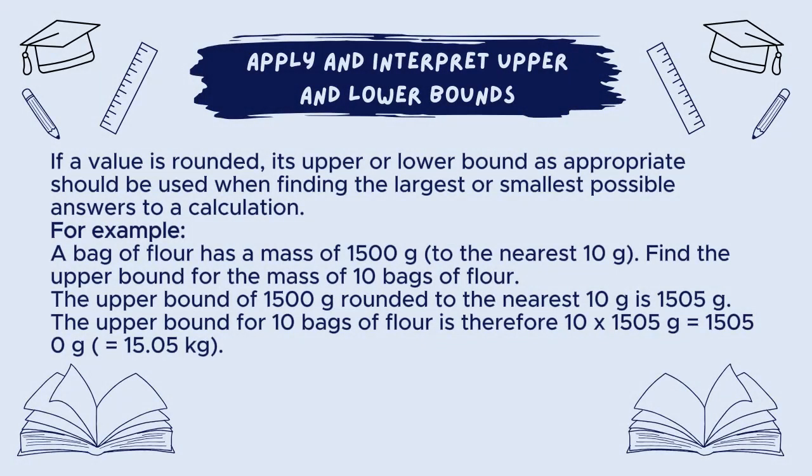If a value is rounded, its upper or lower bound as appropriate should be used when finding the largest or smallest possible answers to a calculation. For example, a bag of flour has a mass of 1,500 grams to the nearest 10 grams. Find the upper bound for the mass of 10 bags of flour. The upper bound of 1,500 grams rounded to the nearest 10 grams is 1,505 grams. The upper bound for 10 bags of flour is therefore 10 times 1,505, which gives you 15,050 grams.